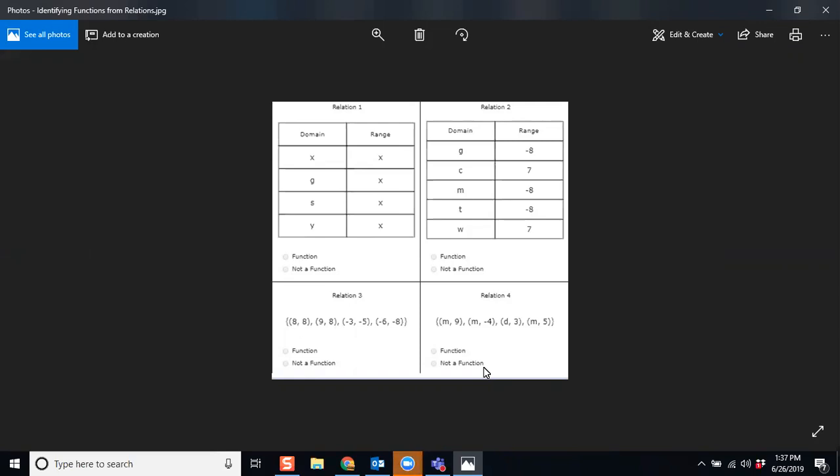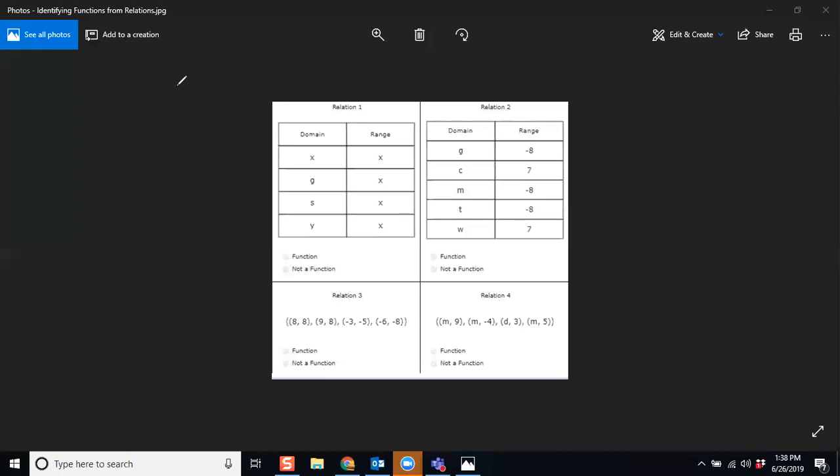And the topic that we have is about identifying functions from relations. So we've got four relations, and the idea is to tell whether each one is a function. Now, graphically, we have a test called the vertical line test.